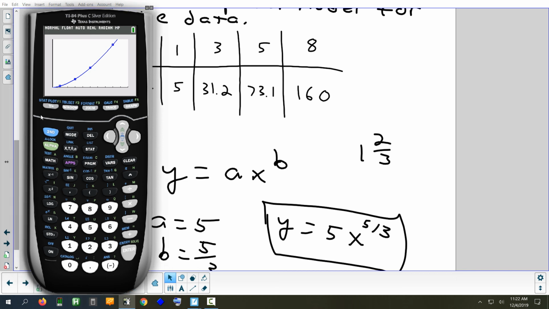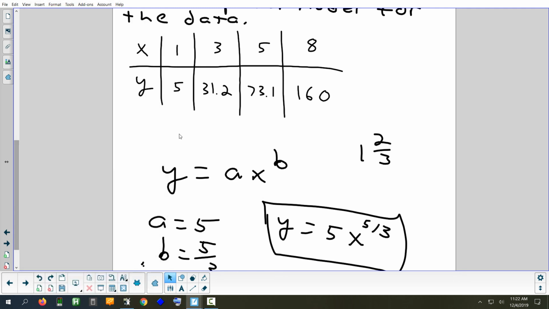All right, so any questions on how we did that? Okay, not hard, as long as you know what buttons to press and where to go. But everything is under stat. You go to edit at first, and then you go to calculate and power regression. When I have you do a review on Monday, I might have you try a quartic regression or a cubic or something else, but the steps are exactly the same. Any questions on finding a power model for data?